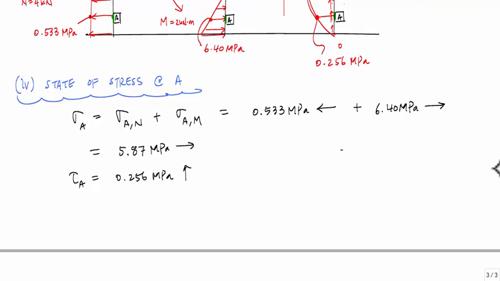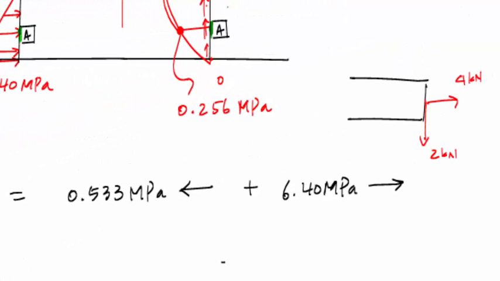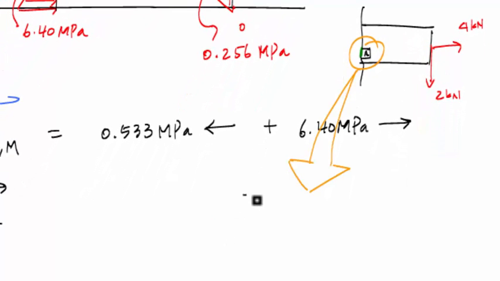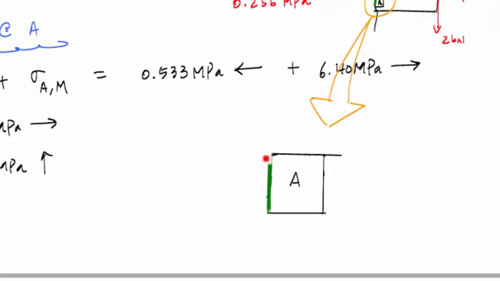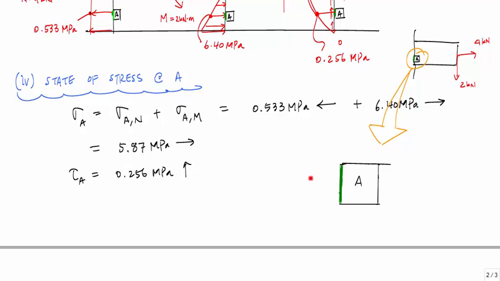So when I draw my representative volume element at A, I'm taking this cut section. Here was my beam and I cut it right here. And point A, right here, there was this little green spot that I had for point A. If I were to zoom in on this, what I would see on the cut face, which is represented by the green side, is that this cut face is experiencing a total normal stress of 5.87 megapascals going into the face, and the shear stress is 0.256 MPa acting upwards parallel to the face.